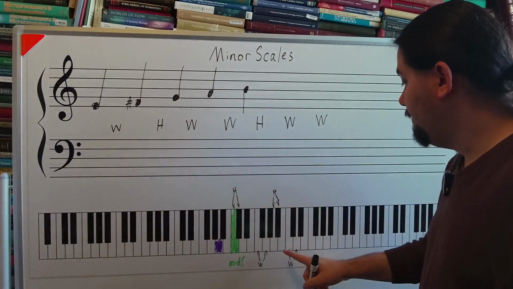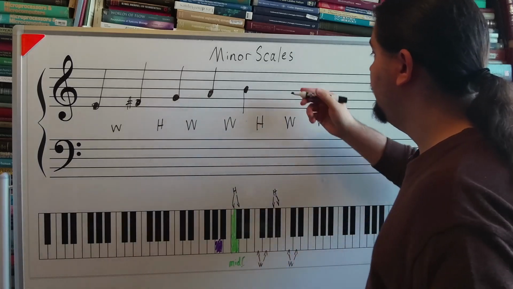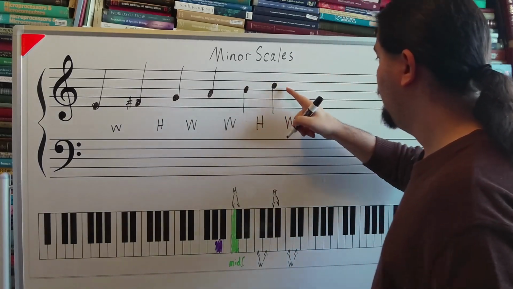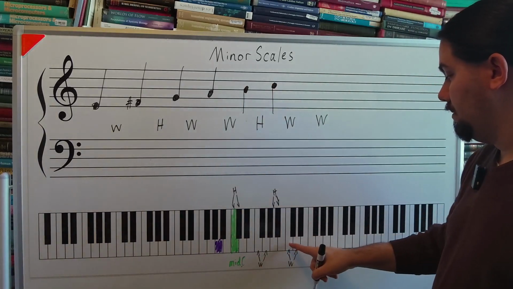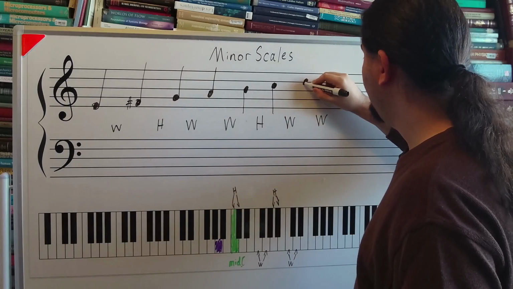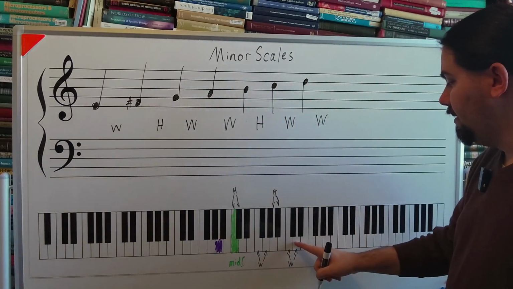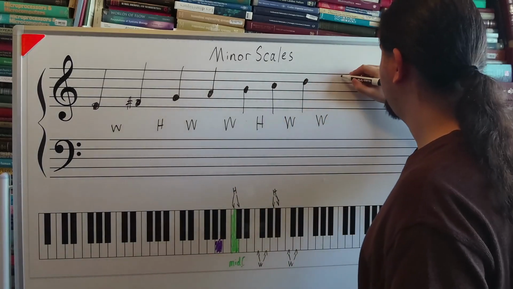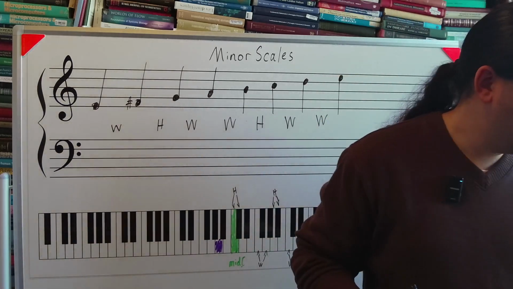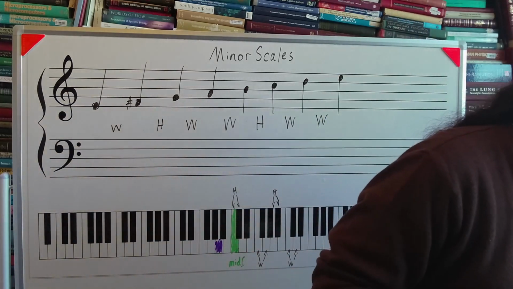Half step up from B is C. Whole step up from C is D. And finally, whole step up from D is E. Let me go ahead and play the scale for you on the piano.